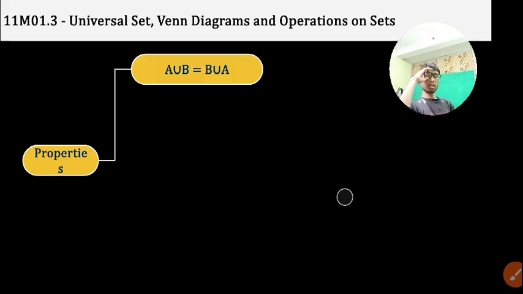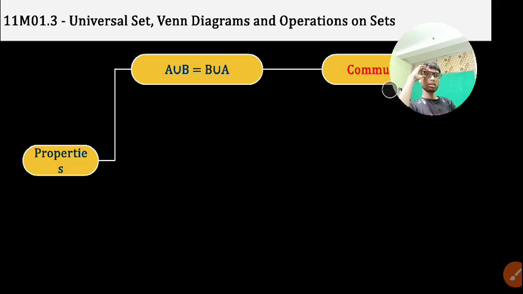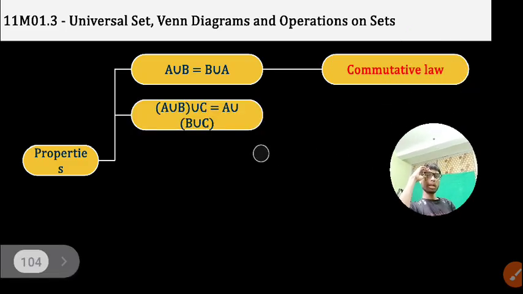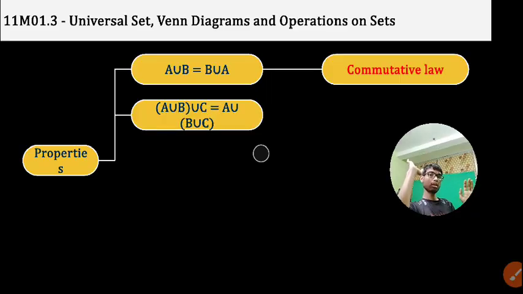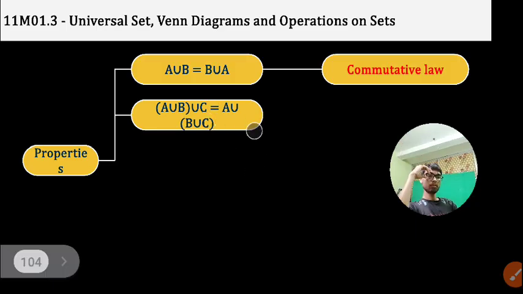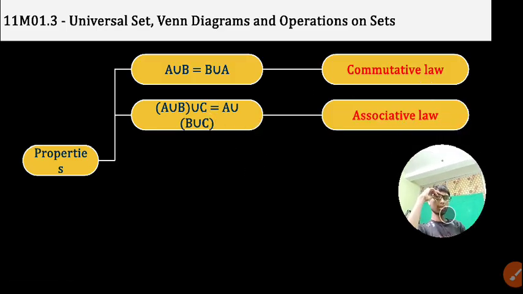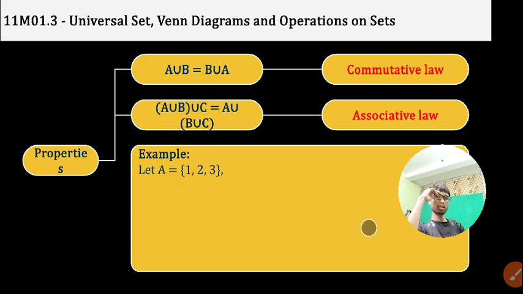Properties: A union B, B union A. What's the difference? Both are same. Here we are adding, A plus B is equal to B plus A. So commutative law, yes, we know. A union B, then again union C, A union B union C, both will be same. This is associative law.